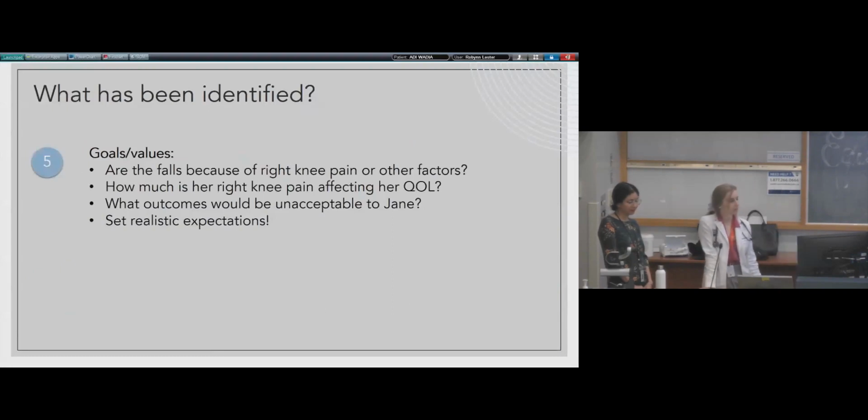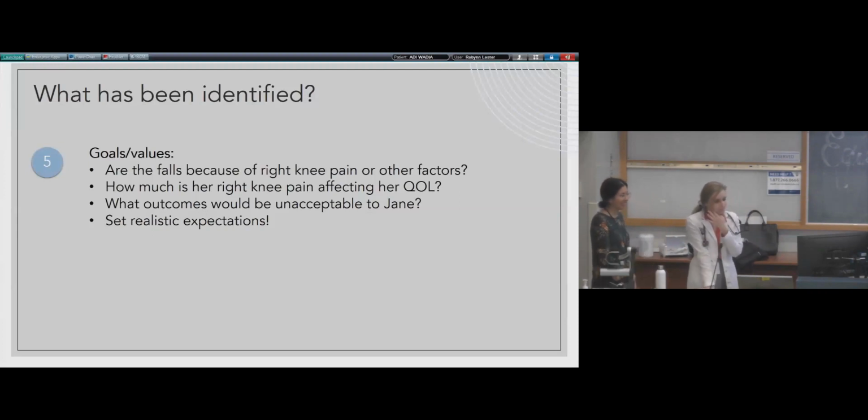So what has been identified? So in terms of her goals, and is that someone on Zoom? Yeah. Okay. If you could answer the phone or turn off your mic, that would be great.